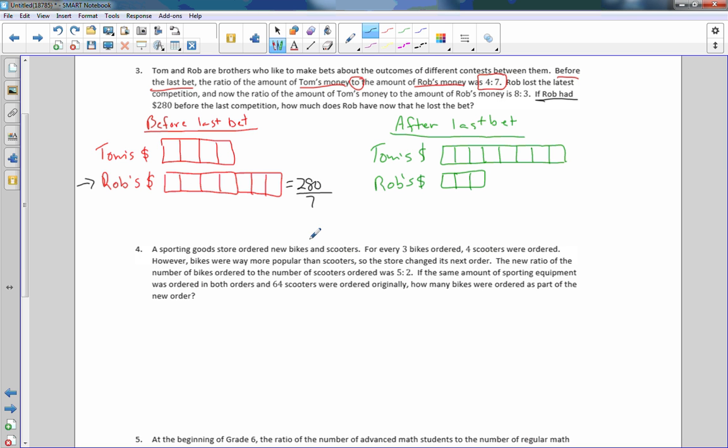So if I divide 280 by 7, these are each worth 40. Because 40 times 7 is 280. So each one of these ratio components or pieces is worth 40 all the way. So I'm going to take the time to label this to solidify the understanding that every single square in a tape diagram has an equal value. And then I can answer the question. Now it says, how much does Rob have now that he lost the bet? So we're looking for the amount of money Rob has, and it's 40 times 3, which is $120.